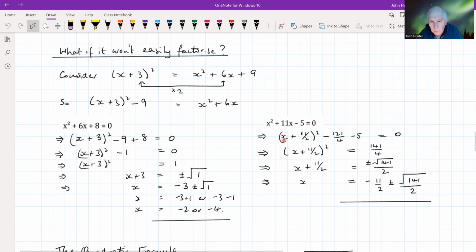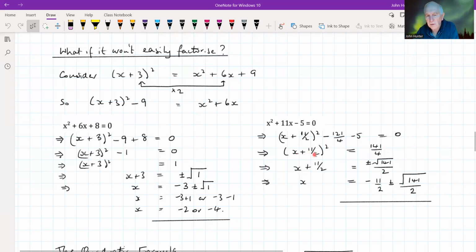Well, let's go through the process. So we're going to go x plus 11 over 2, that being half of 11, squared, minus, right, we've got to take away this squared, 121 over 4, in fact. And then we've got our minus 5 here. Right, okay. And then we consolidate this lot here, because this is minus 20 over 4, isn't it? And then we add that to the right-hand side, and we're going to get 141 over 4.